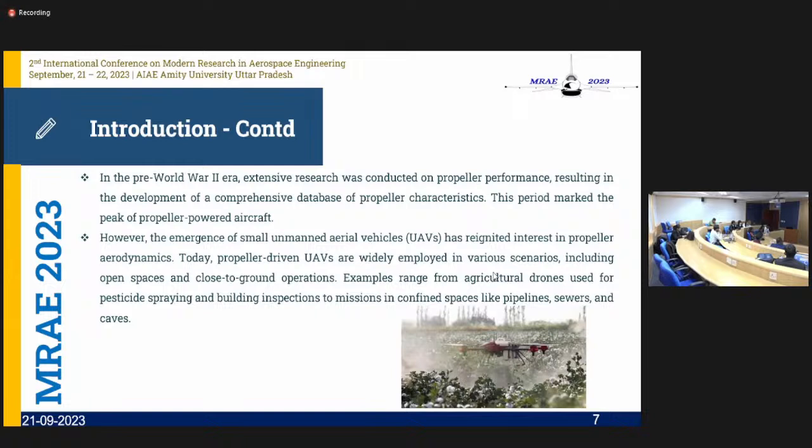Following these conditions, in the pre-World War II era, extensive research was conducted on propeller performance, resulting in the development of a comprehensive database of propeller characteristics. This period marked the peak of propeller-powered aircraft. However, the emergence of small unmanned aerial vehicles (UAVs) has reignited interest in propeller aerodynamics. Today, propeller-driven UAVs are widely employed in various scenarios, including open space and close-to-ground operations. Examples are agriculture drones used for pesticide spraying, and building inspections to missions in confined spaces like pipelines, sewers, and caves.